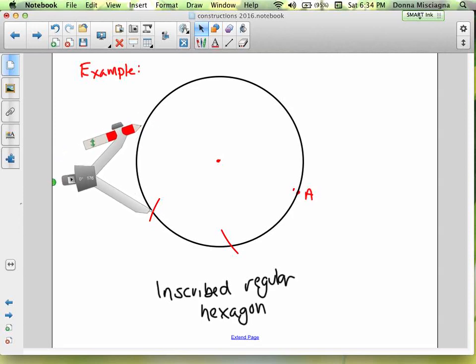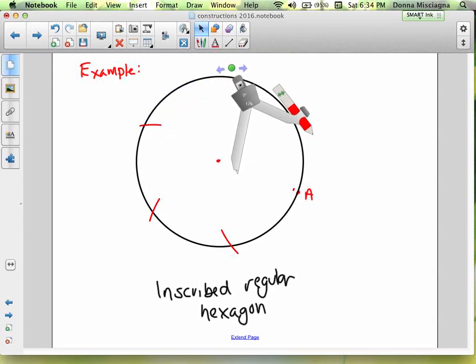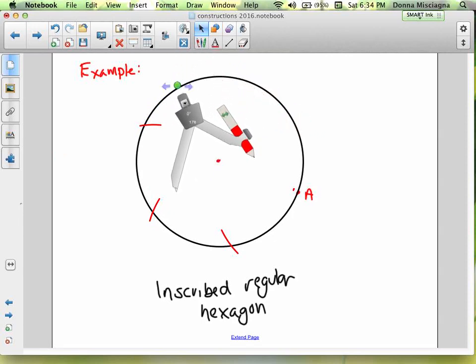Right, so that's where the next one's going to go. 4 vertices. And we're moving our compass. It doesn't matter, by the way, how big your arc is, or how dark it is, as long as you can see it. Oh, now we get to the interesting part.